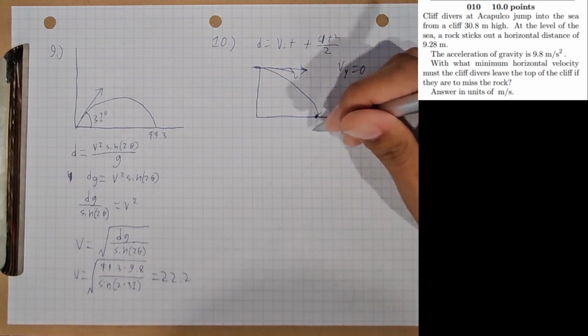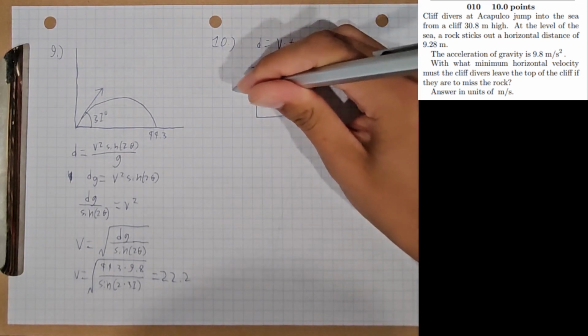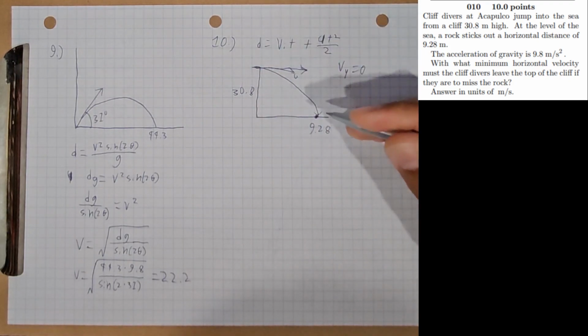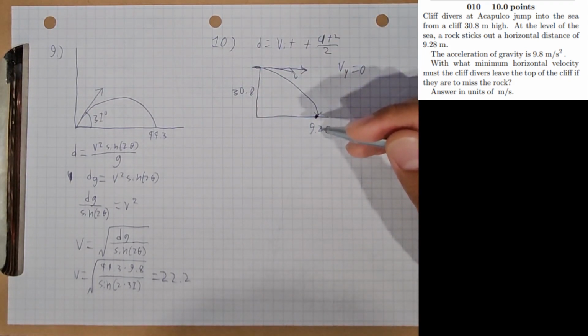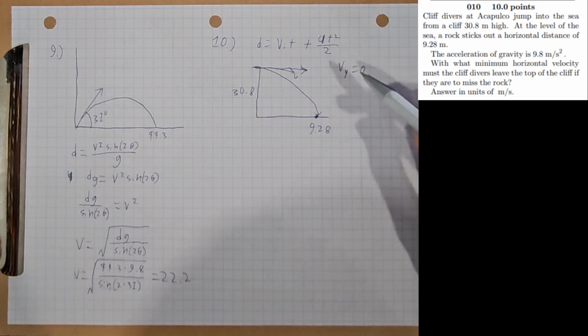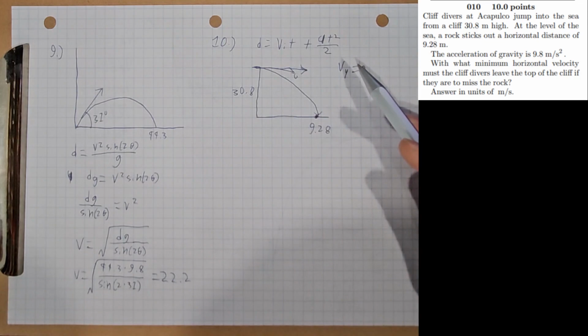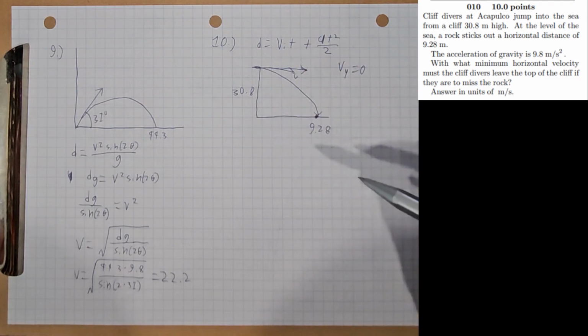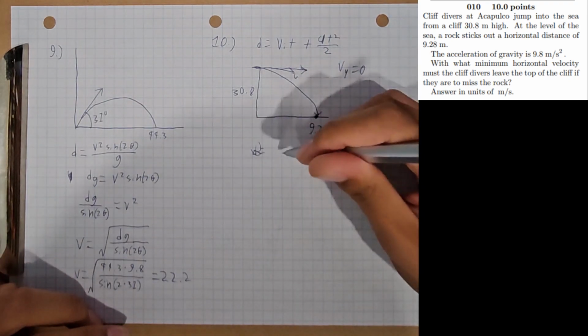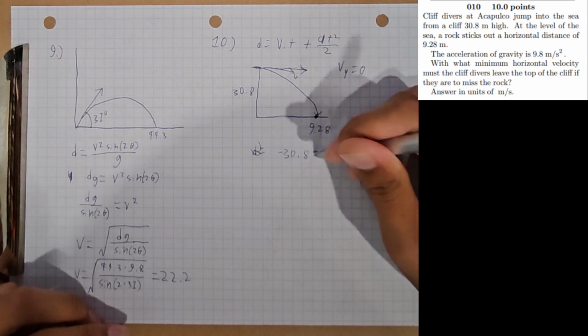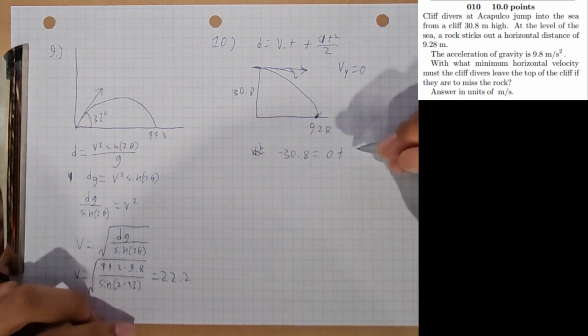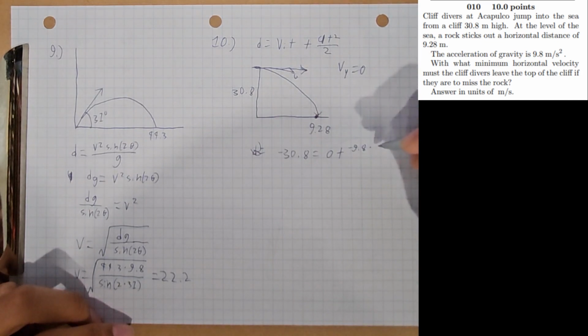This rock is 9.28 meters away, and the cliff is 30.8 meters high. That's the information we're given. So what I'm going to do is solve for the time it takes to fall this amount, because the y component is 0. Here we have negative 30.8 is equal to 0 plus negative 9.8 times t squared over 2.